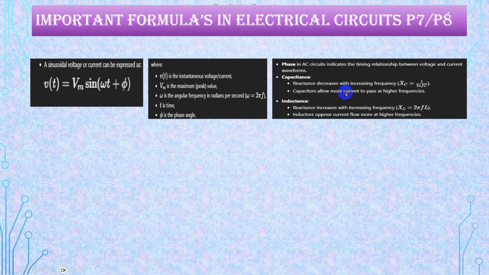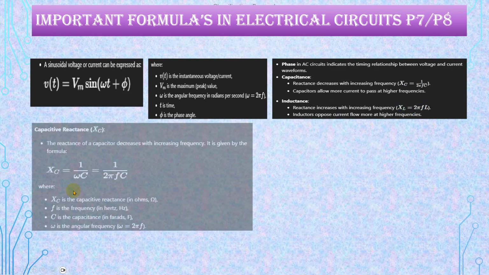So capacitors allow more current to pass at higher frequency. So we get higher currents for higher frequency. Inductors oppose current flow more at higher frequency. It opposes because of the proportionality, so XL is equal to 2 pi f L.